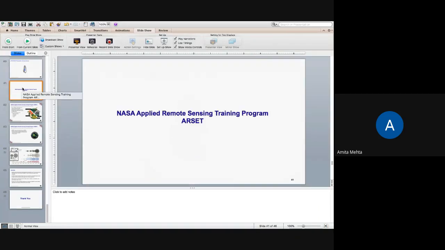So finally, I want to talk about NASA's remote sensing training program. So far, we started with NASA's focus areas on Earth system science. Climate variability and change is one of them. Also, water resources is one of them. And we talked about a number of satellites, what kind of data sets are available and where to get them. We also talked about models.